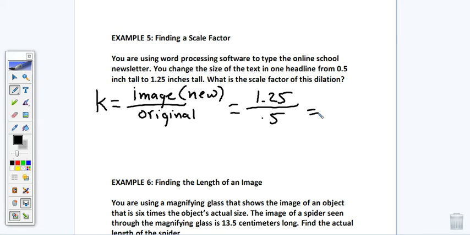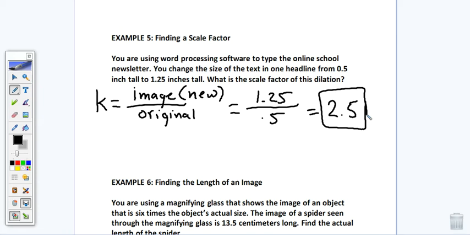Okay, so what did this divide out to be? 2.5. So the scale factor here, kids, is 2.5. Think about it. Is that scale factor more than 1 or less than 1? More than one. If you think about the example here, do we change the font to be bigger or smaller? Bigger. Makes sense that the scale factor is more than 1. Okay, so that's all we're doing here.